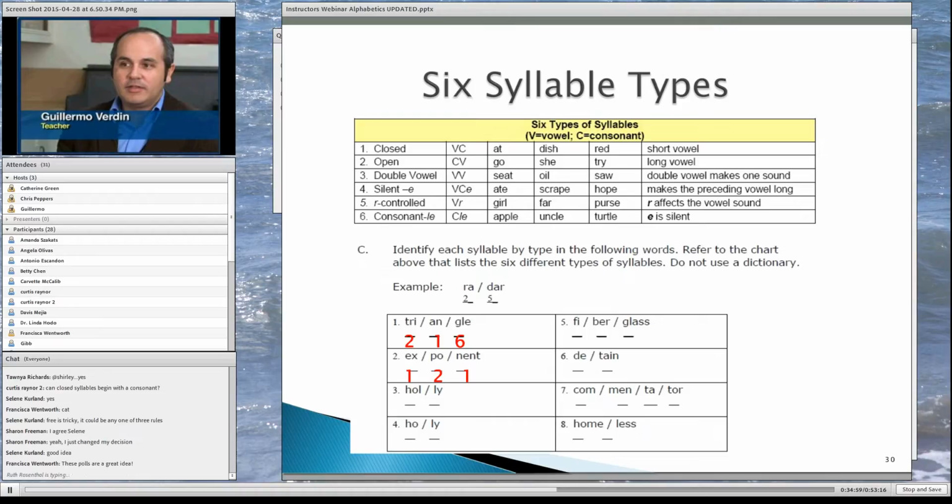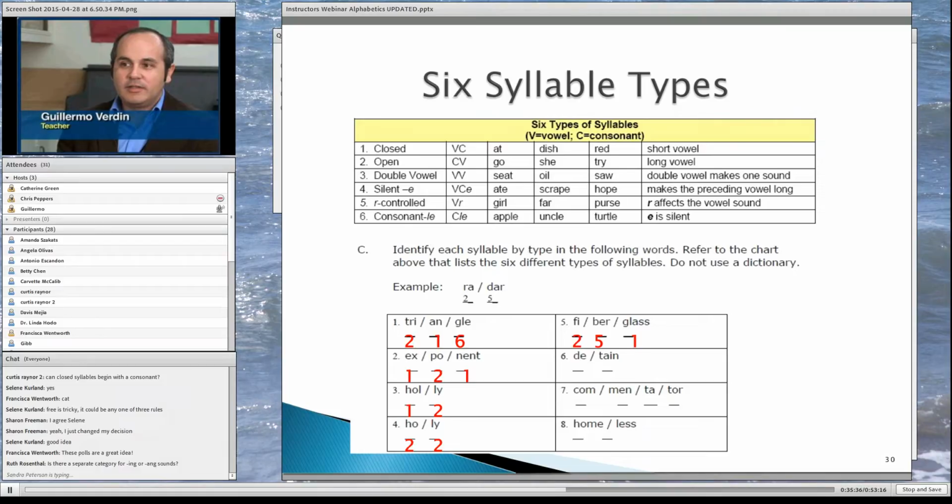Holly, closed and open. And then we have holy, open and open. Remember, the Y's usually are a syllable. Now let's look at fiberglass. If you can see, there are three syllable types there: the open, the R controlled, and the closed.